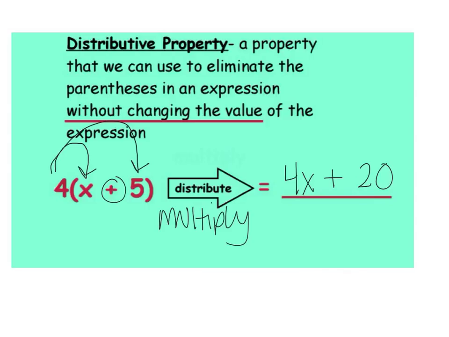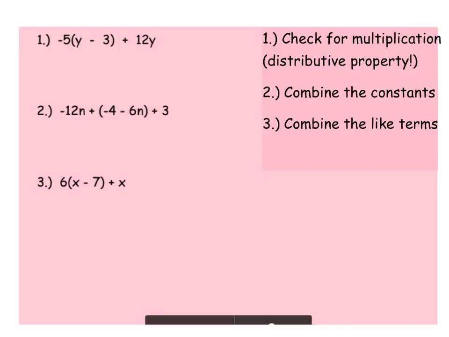So let's try that in number 1. We start by checking for multiplication, and we have that here because we need to use the distributive property. So let's take the number in front and multiply that by each term in the parentheses. Negative 5 times y is negative 5y. Negative 5 times negative 3, remember, that minus sign means that 3 is negative. Negative 5 times negative 3 is positive 15. So I'm going to put a plus sign there to communicate that it's positive 15 now.